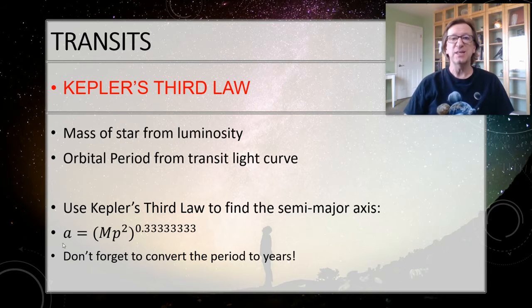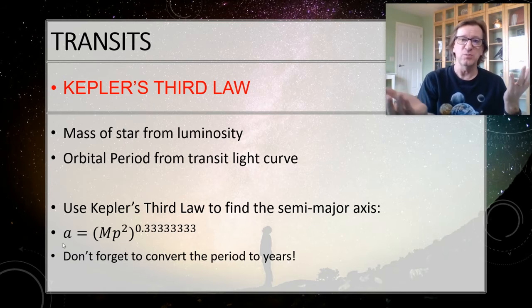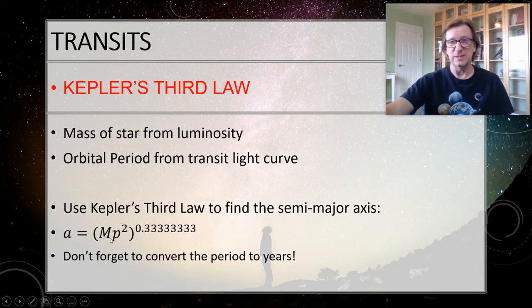So A is measured in AU, astronomical units. So 1 AU is the distance from the Earth to the Sun. 2 AU would be twice the distance. Mars, for example, is at 1.5 AU. Venus is about 0.7 AU, somewhere in there. Okay. So M is the mass of the star, the mass of the central object. So that's always in solar masses.